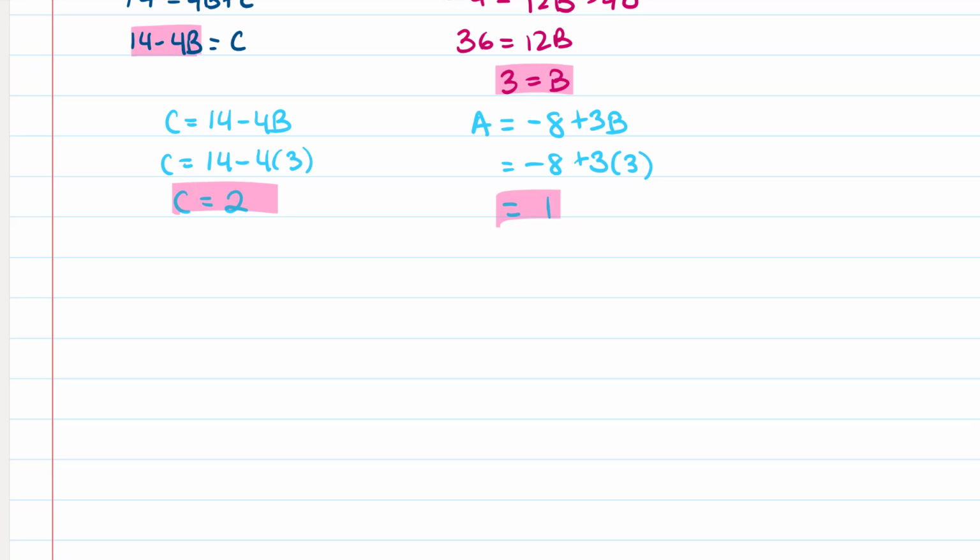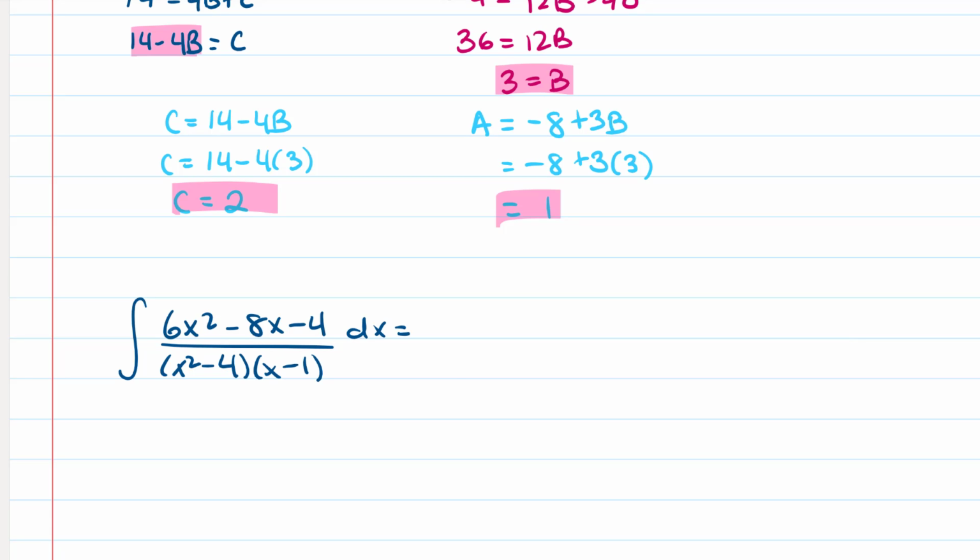So back to the original problem, the integral of 6x squared minus 8x minus 4 over x squared minus 4 times x minus 1 is equal to the integral. Now be careful that you line these up right. A, which is 1, needs to go over the x minus 2 because that's how we set it up. So plus 3 over x plus 2 plus 2 over x minus 1 dx.